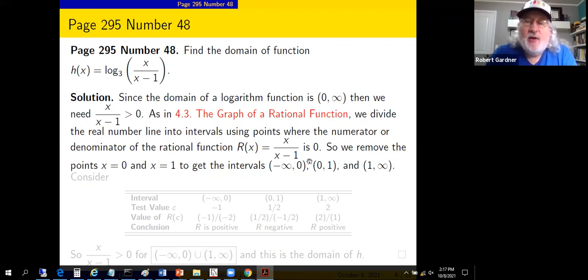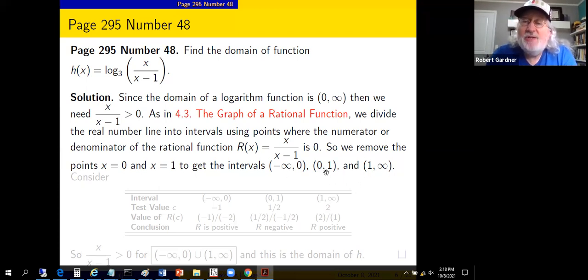R of x equals x over x minus 1. This is 0 when x equals 0. The numerator is 0 then, so we'll throw that out. We can't have a numerator of 0 because we can't take logs of 0. And we'll throw out x equals 1. We can't have x equal to 1 or we've got division by 0. It's that old problem. So we'll remove 0 and 1 from the real number line, leaving us with negative infinity to 0, open interval from 0 to 1, and open interval from 1 to infinity. So the only place this function is 0 or has an asymptote is at 0 and 1.